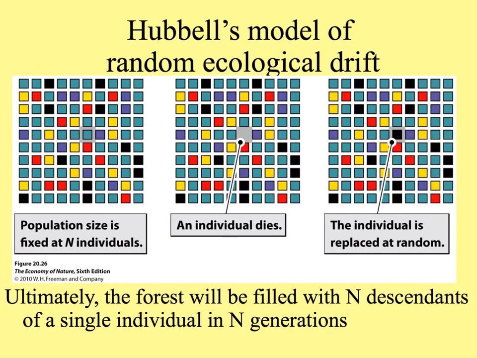So when an individual dies, it's replaced by a progeny of one of the other trees in that forest at random. So this colorful little diagram shows, with each square being a different tree species, an individual dies, and then whichever one seed disperses there, ends up, beats out the others in competition, that one is established. So the forest will be filled with N descendants of a single individual in N generations. Not important, and maybe impossible to predict which one will win.